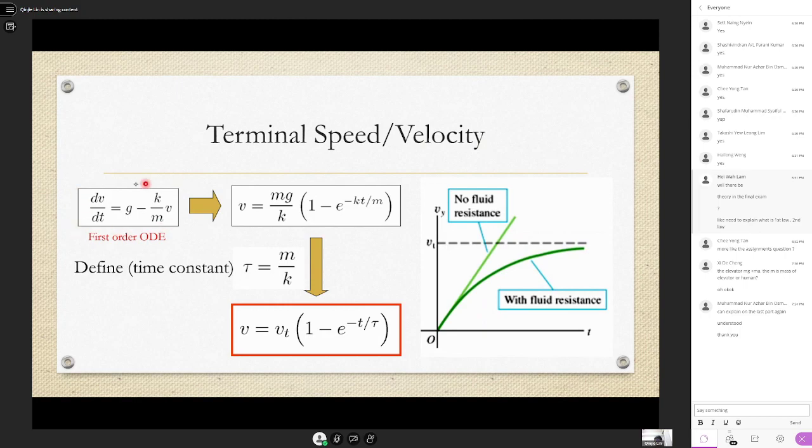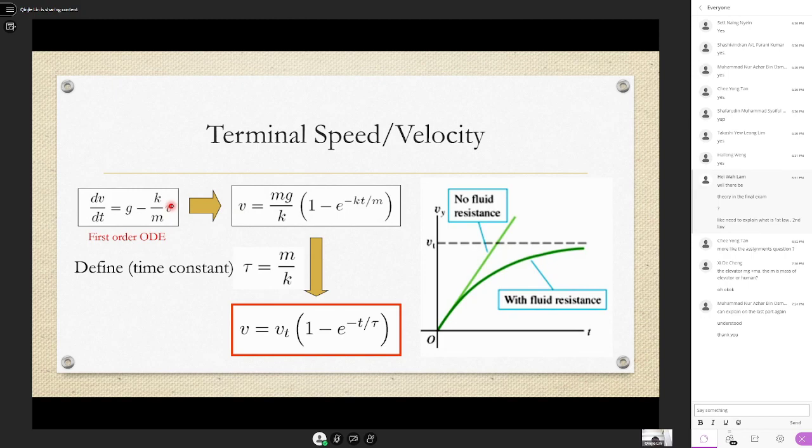So this is the equation that we have just now, and we don't need to solve it. Basically this is our first order ordinary differential equation. ODE means you see there's a dv/dt, but in the same equation, there's also another v. It's like you have a y in the equation, and then there's also a dy/dx. Okay, an ordinary differential equation.